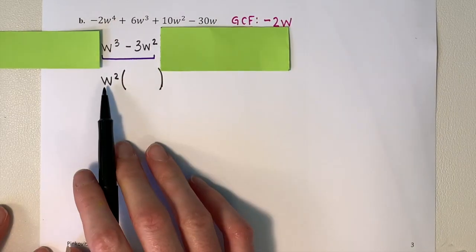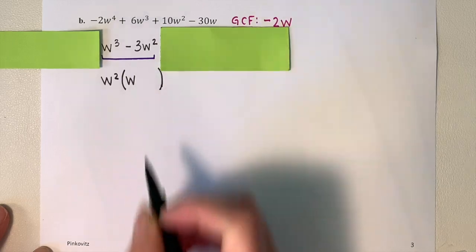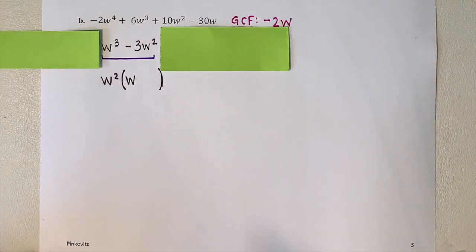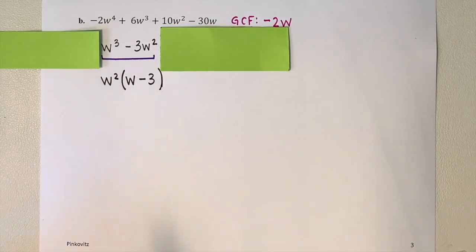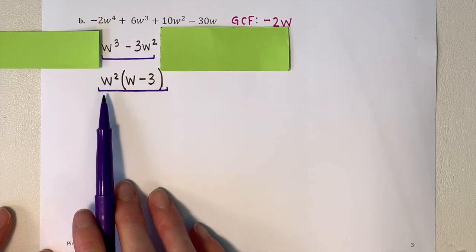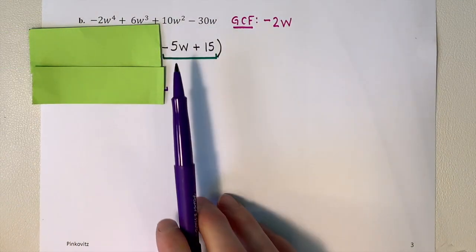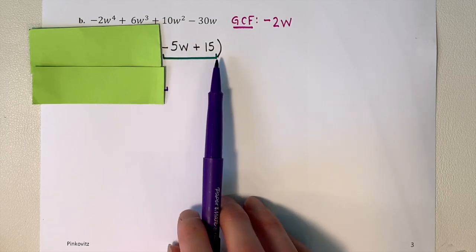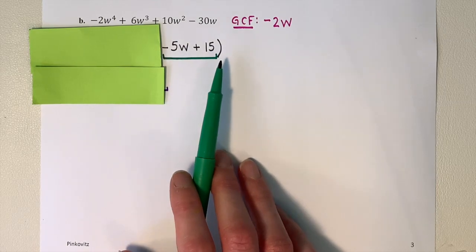Then we ask ourselves, w squared times what gives us w cubed? W squared times w gives us w cubed, and w squared times a negative 3 will give us our negative 3w squared. So we've successfully factored the GCF out of these first two terms here. Now I'm going to block out the first half of the problem so we can focus on these last two terms here. Again, we want to factor the GCF out of these last two terms.